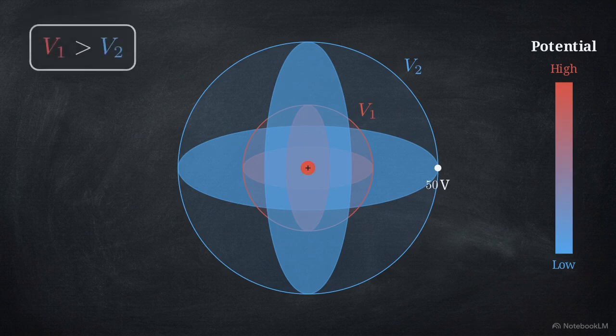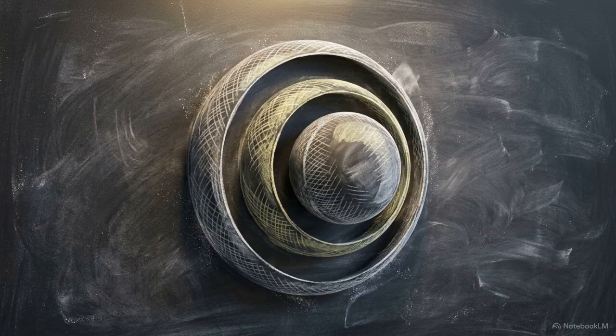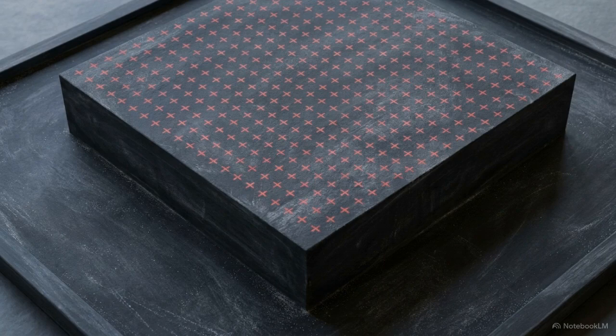Specifically, the potential of the inner sphere, V1, is mathematically greater than the potential of the outer sphere, V2. The radial symmetry of a point charge forces its zero work boundaries to form nested concentric spheres. We now shift scale to a different charge distribution, an infinitely large, flat, positively charged sheet.